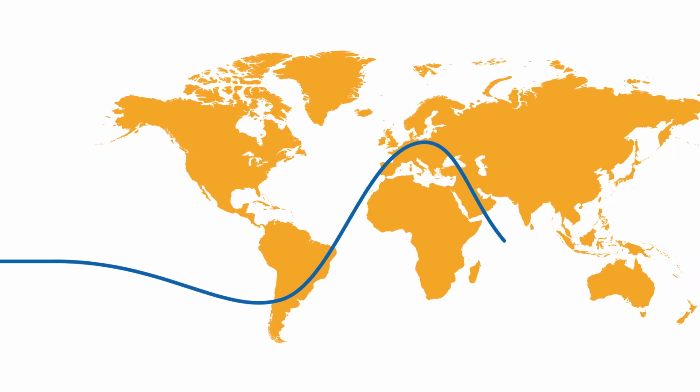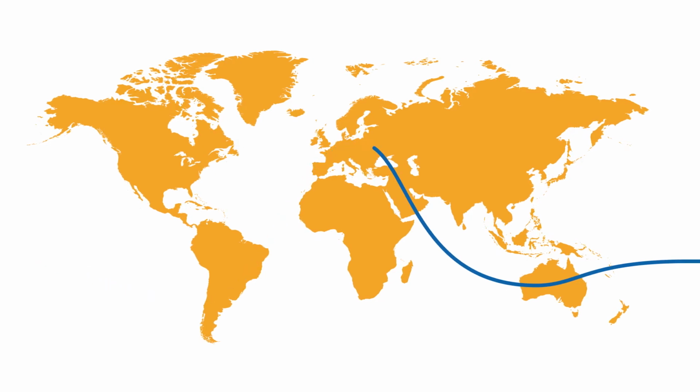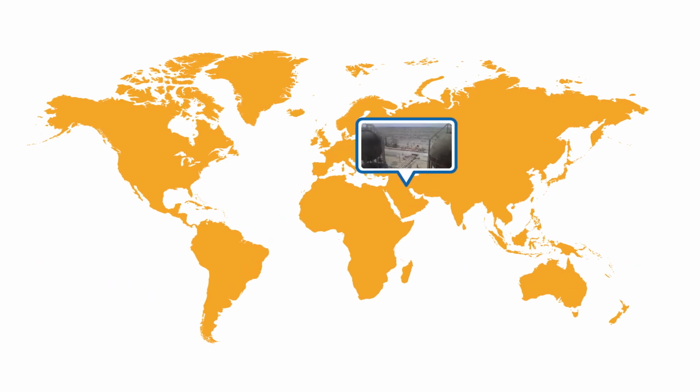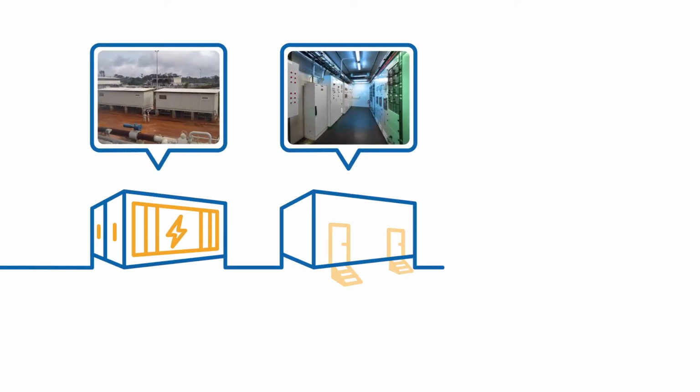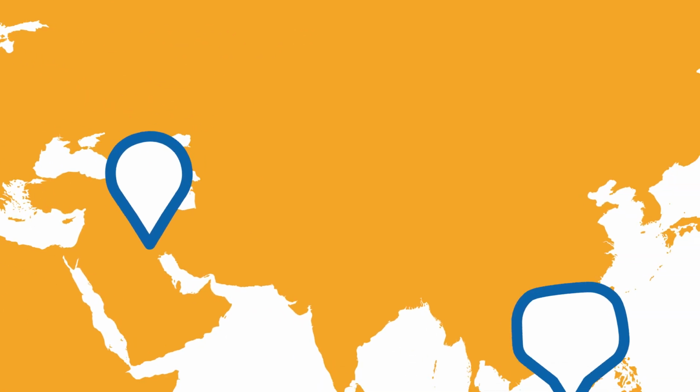Most oil and gas projects are located in remote areas where conditions are harsh and challenging, like here in the Iraq desert. That's why we develop and install containerized plug-and-play substations, field auxiliary rooms, and control rooms.